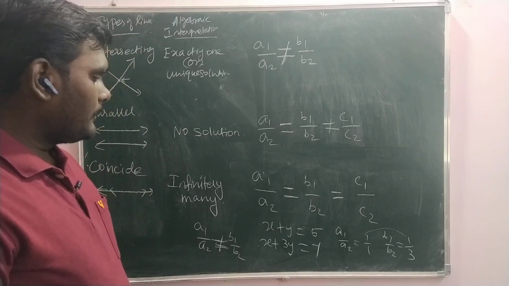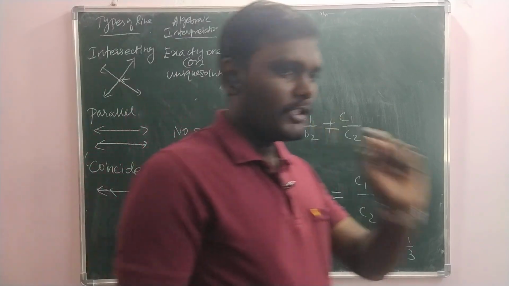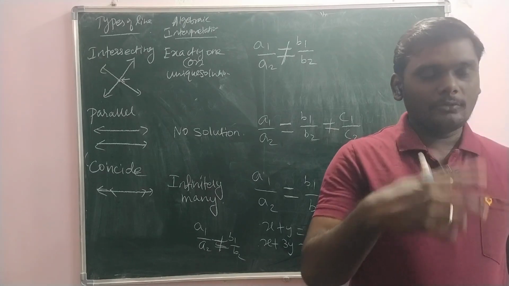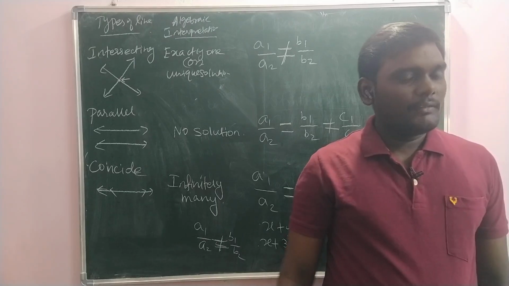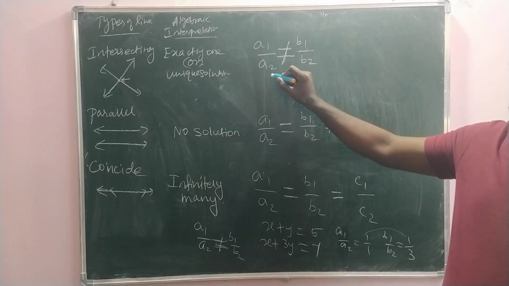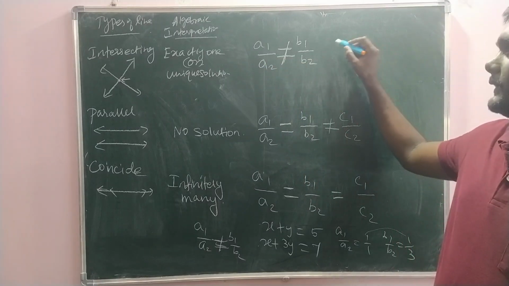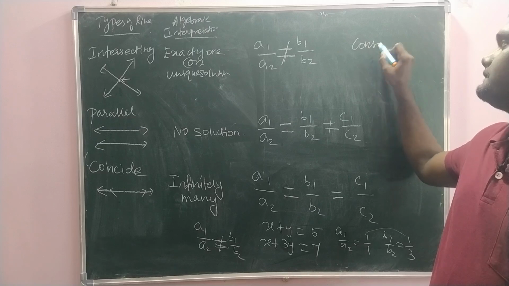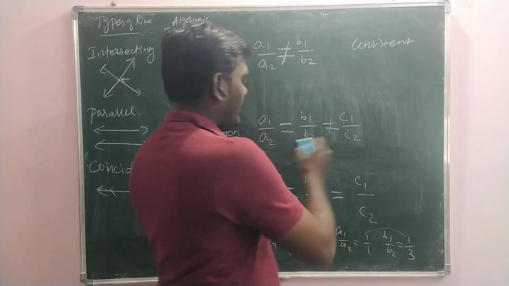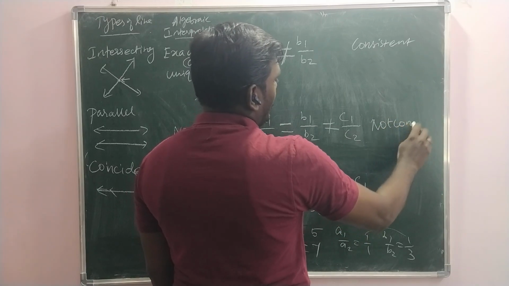And then next, let's speak of consistency. Consistency means a solution exists. If a solution exists, we say these two equations are consistent. If no solution exists, it is not consistent. So look here, we have exactly one solution. The solution does exist, so that means it is consistent. Okay. And then look here, we have no solution. So this is not consistent.